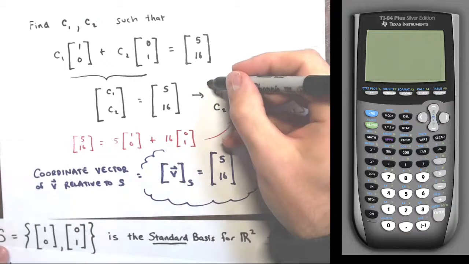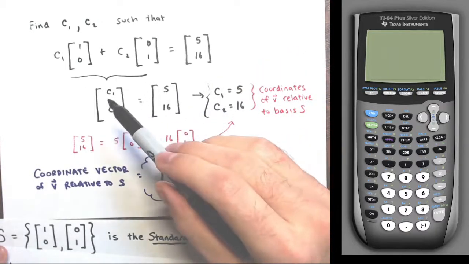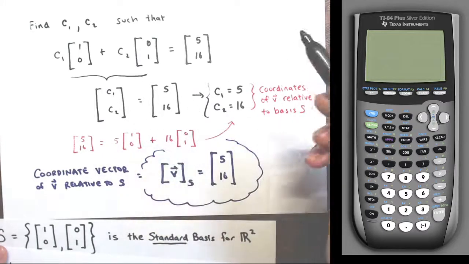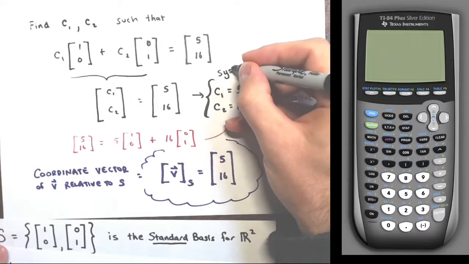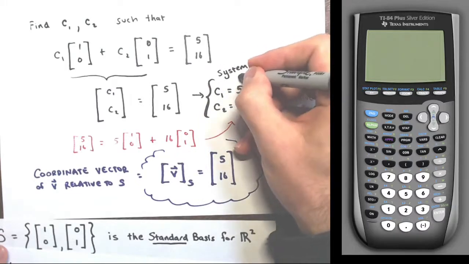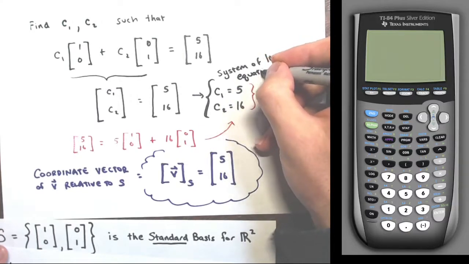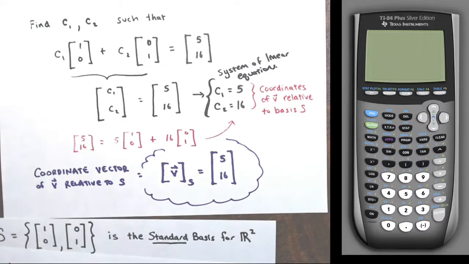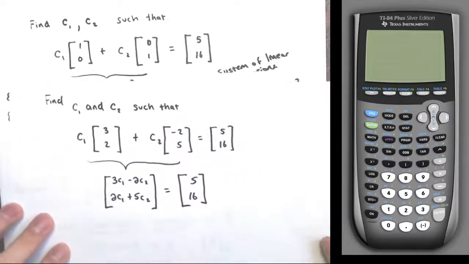This is actually a system of equations right here when I did this earlier, but it's an easy one to solve, right? Because C1's 5, C2 is 16, it has to be. But this is still a system of equations, a system of linear equations. And so when we go to find coordinates of a vector with respect to a certain basis, you'll always be able to set up, eventually, in the process of it, a system of linear equations.